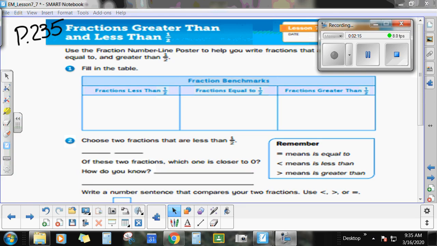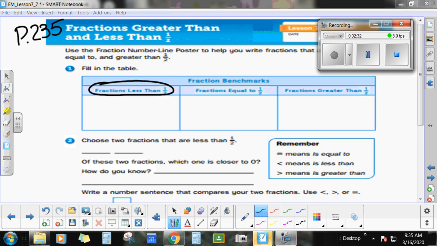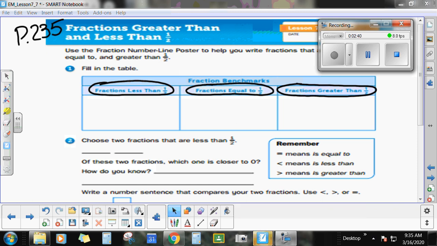All right, so let's look at page 235 in our workbooks. And here's what I want us to practice doing. You are going to use the fraction number line posters to help you put fractions into these boxes. You're going to put fractions that are less than 1/2. You're going to put fractions that are equal to 1/2, and you are going to put fractions that are greater than 1/2.